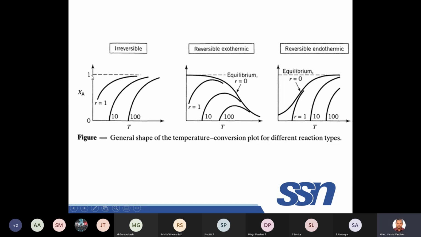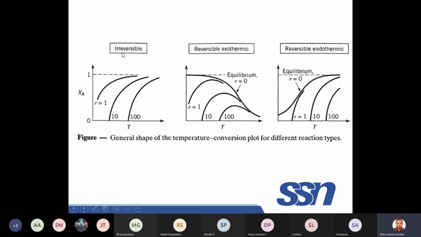1 is nothing but the maximum conversion which you can get, and 0 is the minimum conversion. I'm writing in terms of 0 and 1 because it is dimensionless. It's not 100%, though you can assume it is 100% also. So XA lies between 0 to 1 in all the processes.